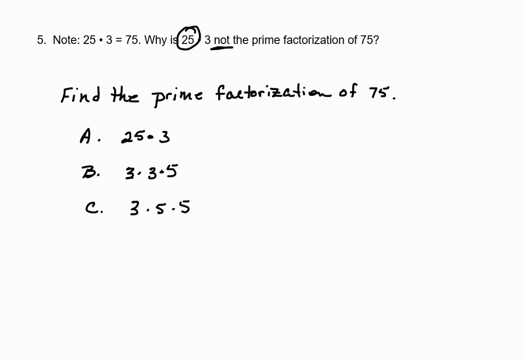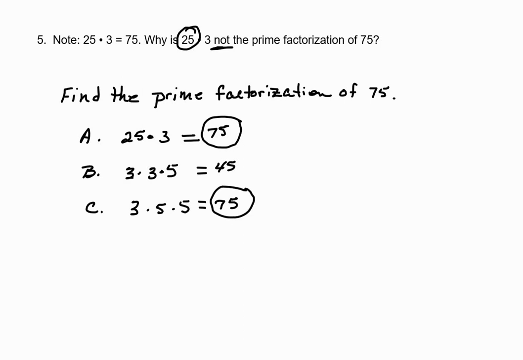Okay, on your first test, you might have a problem that looks like this. Notice when I multiply my answer choices together, 25 times 3 is going to give me 75. 3 times 3 times 5 is 45. 3 times 5 times 5 is 75. So choice A multiplies to give me 75, and so does choice C.